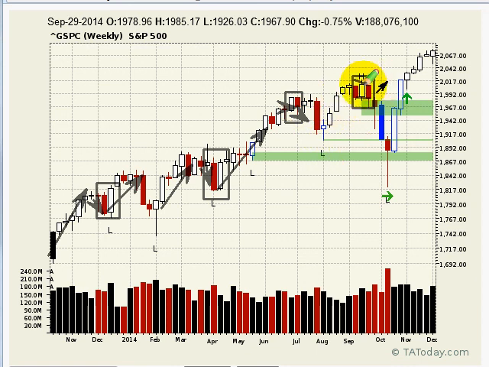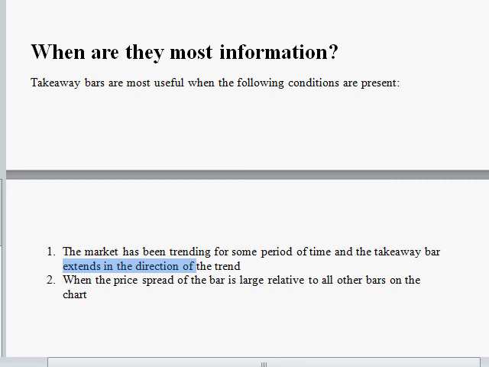Here's the reversal that actually works. So why is that? Well, because it's a full extension. So you had trend, all along here, trend has been going up. You get trend going up here, white bar up, takeaway bar, the very next bar, right? And that's actually a reversal one, and that's a little bit different than all the others we've looked at. So that's takeaway bars. That's how they work, what they are, and when they're most useful to you.